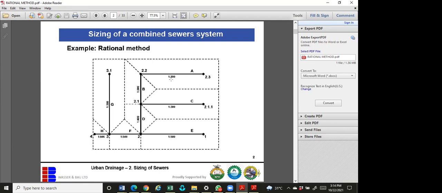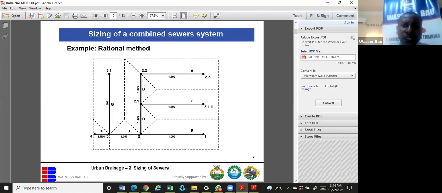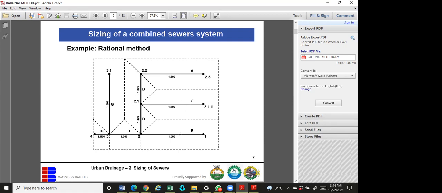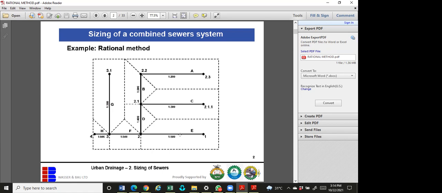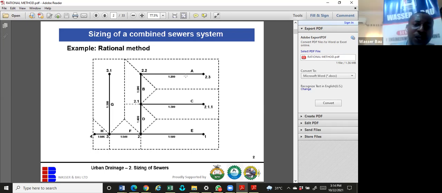So this is a district we started yesterday. This district is catchment A, catchment B, catchment C, catchment D, catchment E. Now, this is regular because it's a training, but in real life, it's not going to be regular like this. It could be shapeless, but whatever it is, just understand where the flow is coming from and where it's going to end.